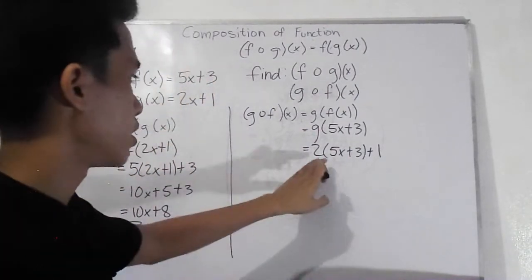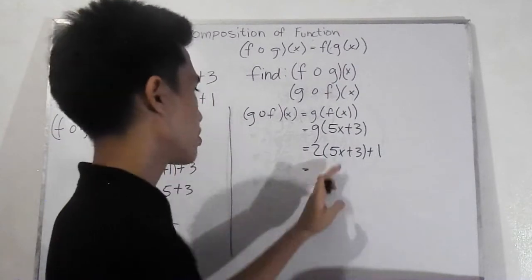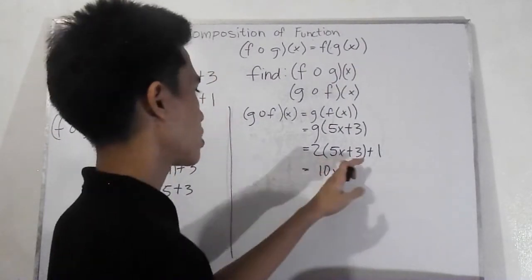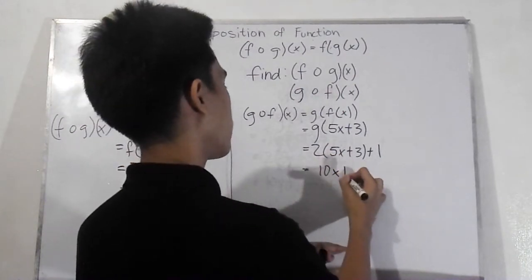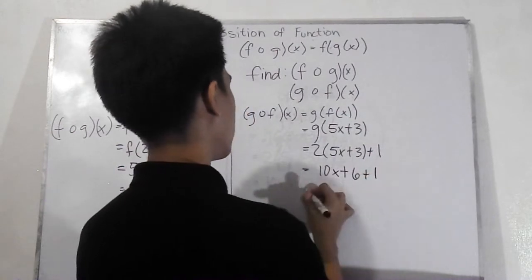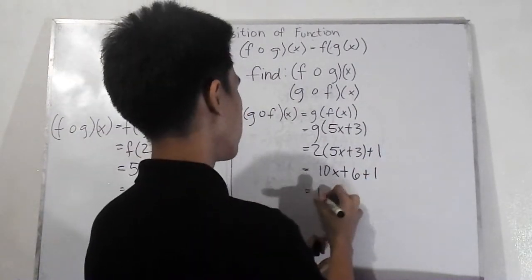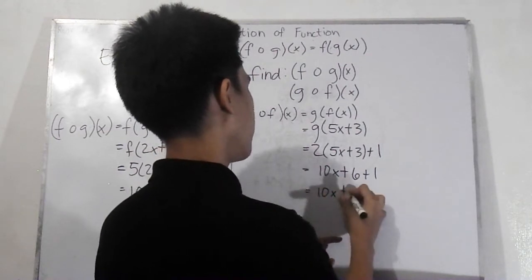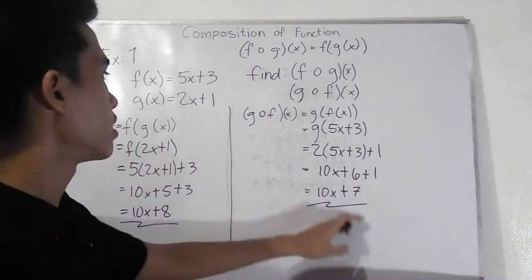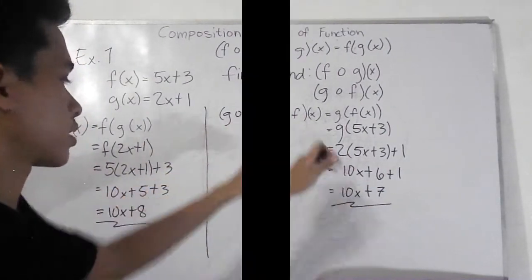Then we will now simplify it. 2 times 5x is equal to 10x. 2 times positive 3 is equal to positive 6. Copy positive 1. So these two can be added. 10x plus 7. So this is now your answer of g composition of f of x.